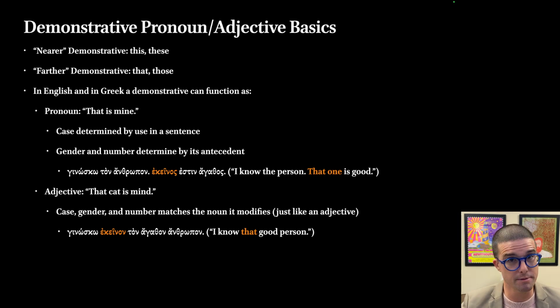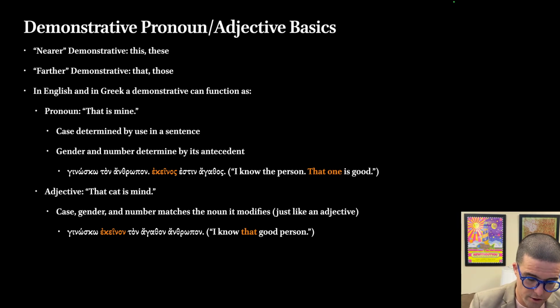So if it is the subject, it's going to be the nominative. If it's the direct object, it's going to be the accusative. The indirect object, it's going to be the dative. And if it's going to be a describer or a possessor, it's going to be the genitive. So I give you the example here of gnosko ton anthropon, ekenos estin agathos. I know the person, that one is good.